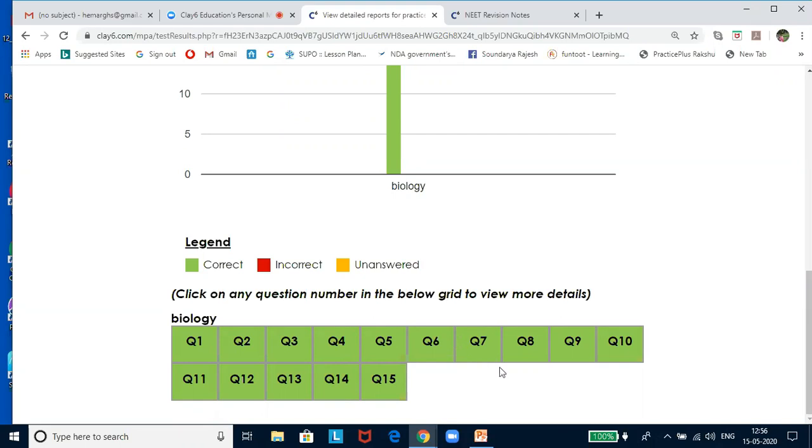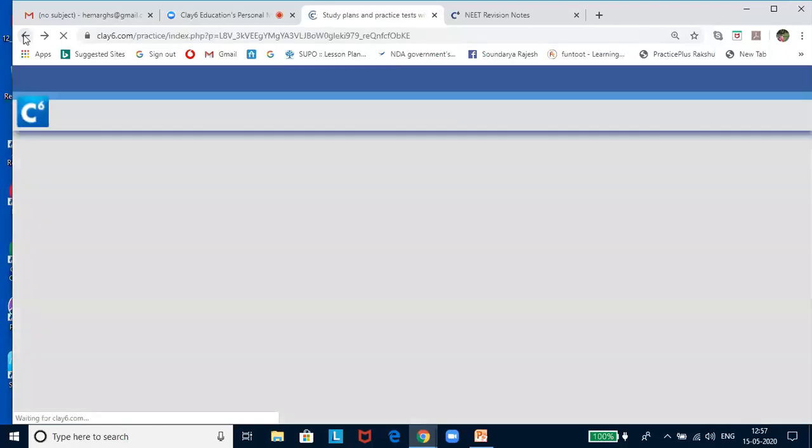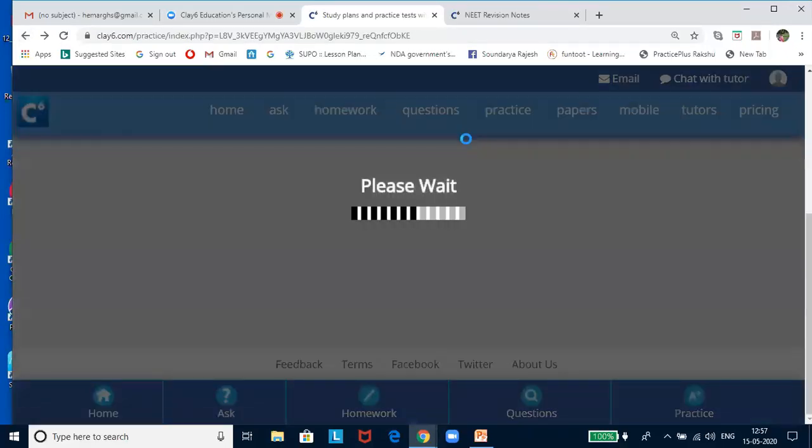One thing you need to be very sure, children, when you are appearing for NEET exams, if you are not sure of the answer, please don't mark them because it is negative marking and you will be losing minus 1 from your total. Now with this we have come to the end.